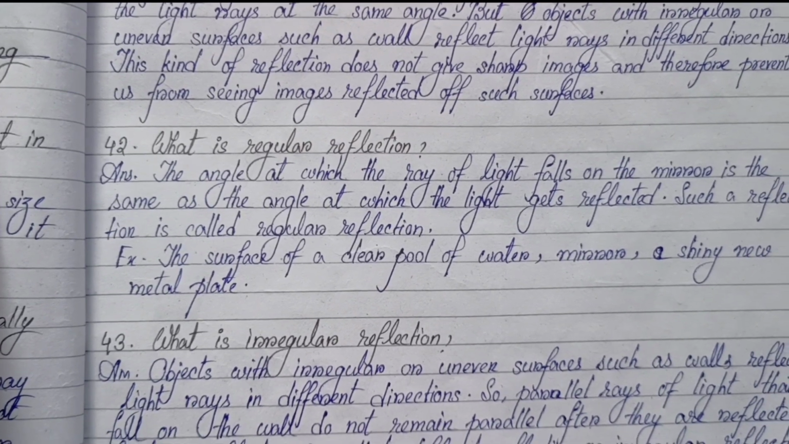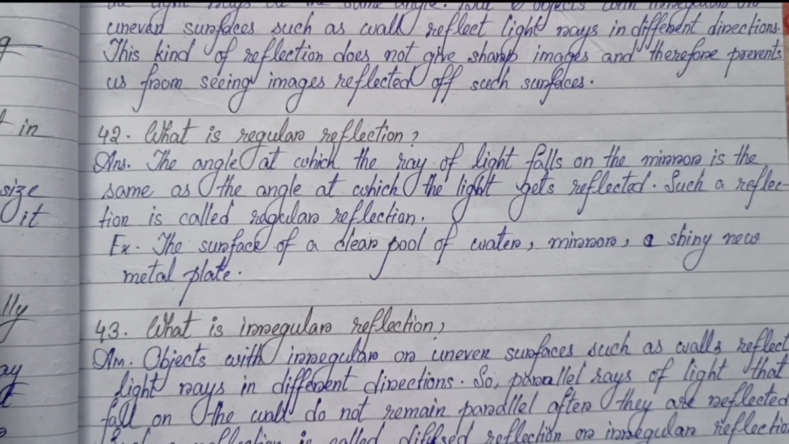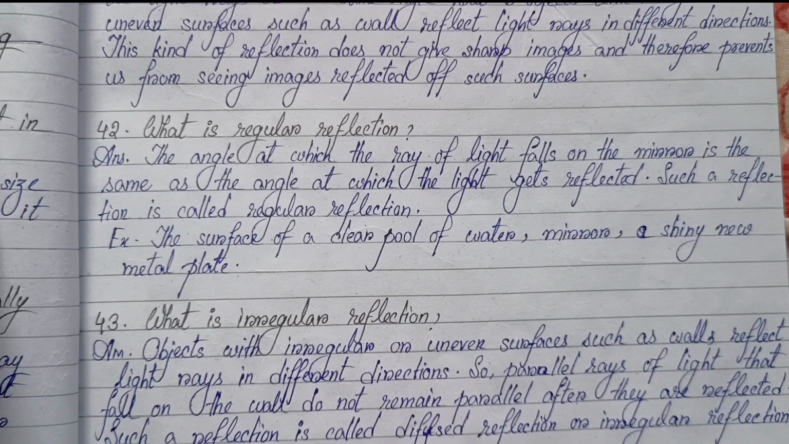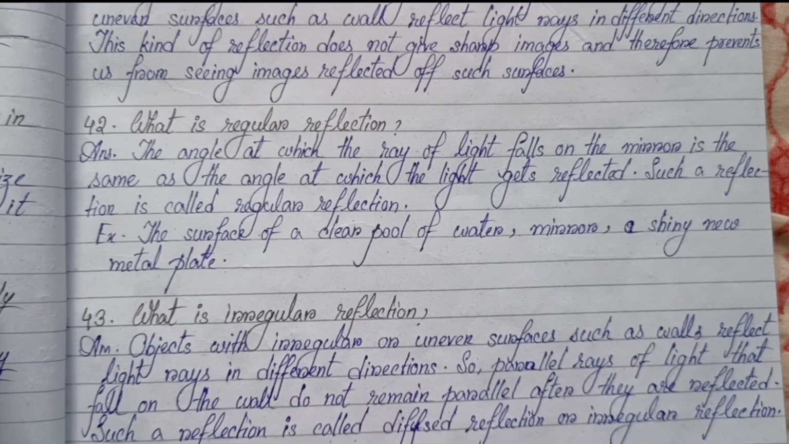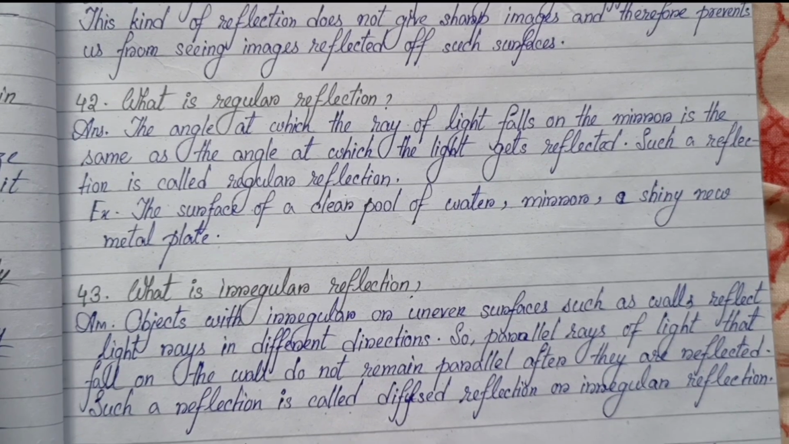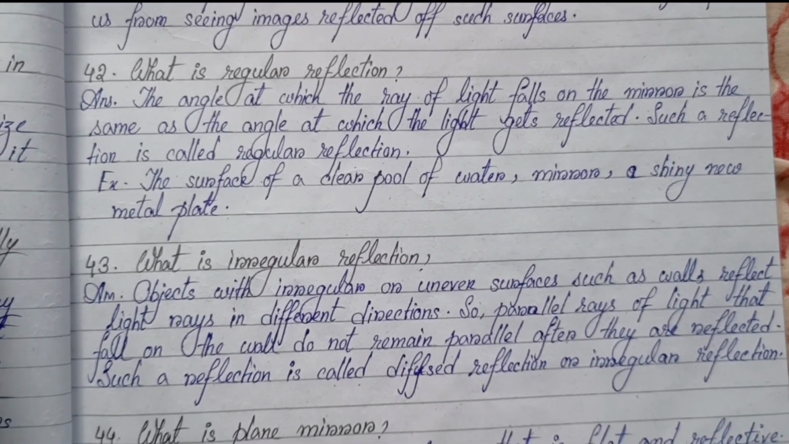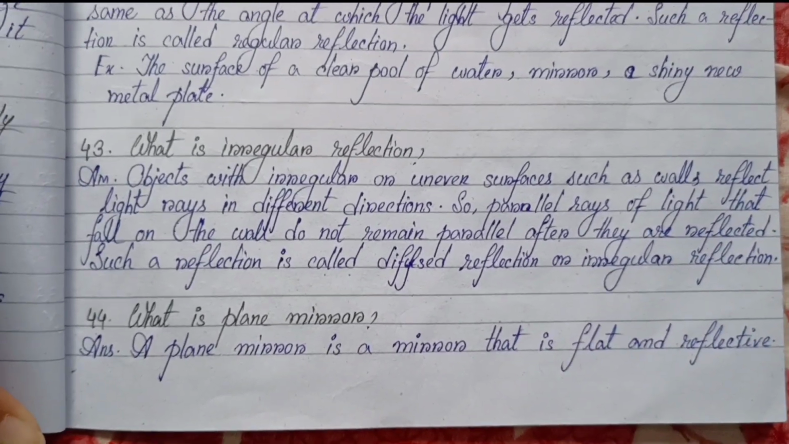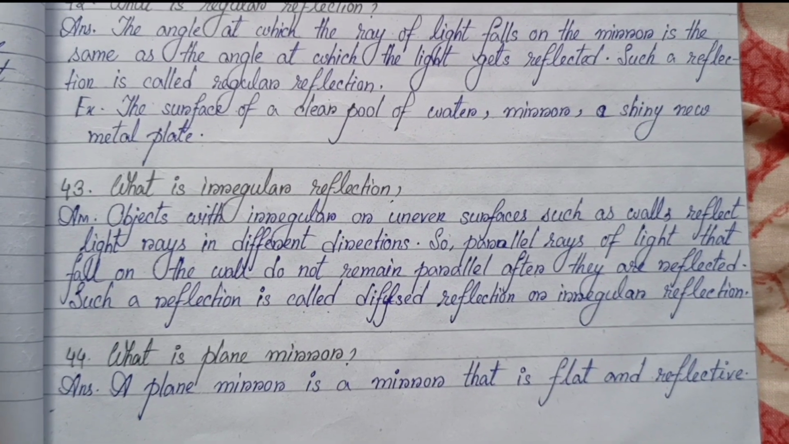The angle at which the rays of light fall on the mirror is the same as the angle at which the light gets reflected. Such a reflection is called regular reflection. Example, the surface of a clear pool of water, mirrors, a shiny new metal plate. Number 43. What is irregular reflection?